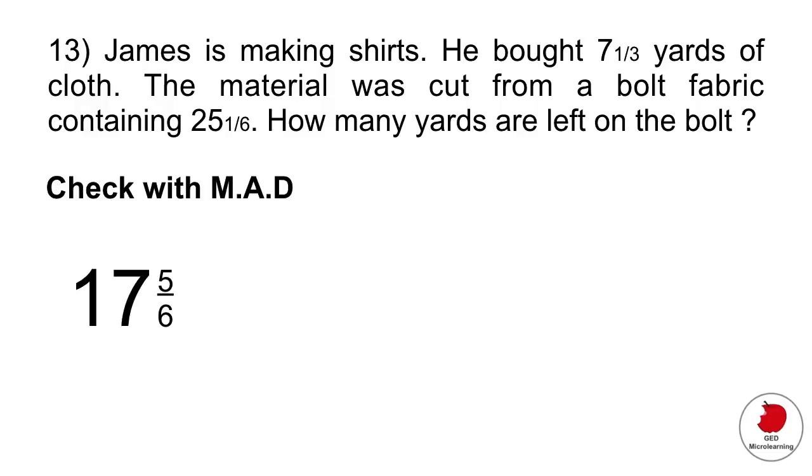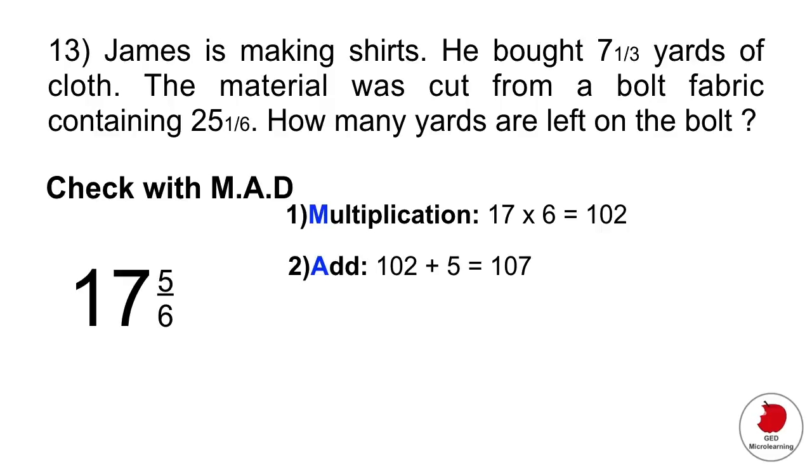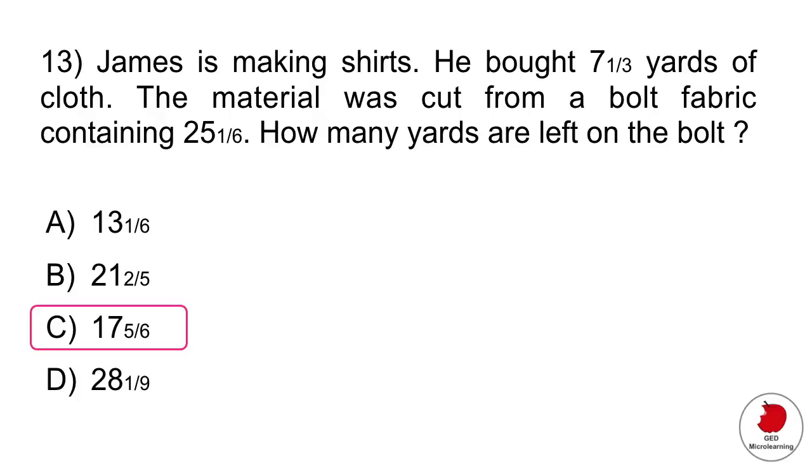All right, so let's just double check with our MAD method. Okay, so once again, let's multiply 17 times 6. That gives us 102. We're going to add the numerator, which was 5. That gives us 107. The denominator stays the same, which was 6. So there you have it. 17 and 5/6 is equal to that improper fraction that we had achieved before, 107 over 6. So our correct answer is C.